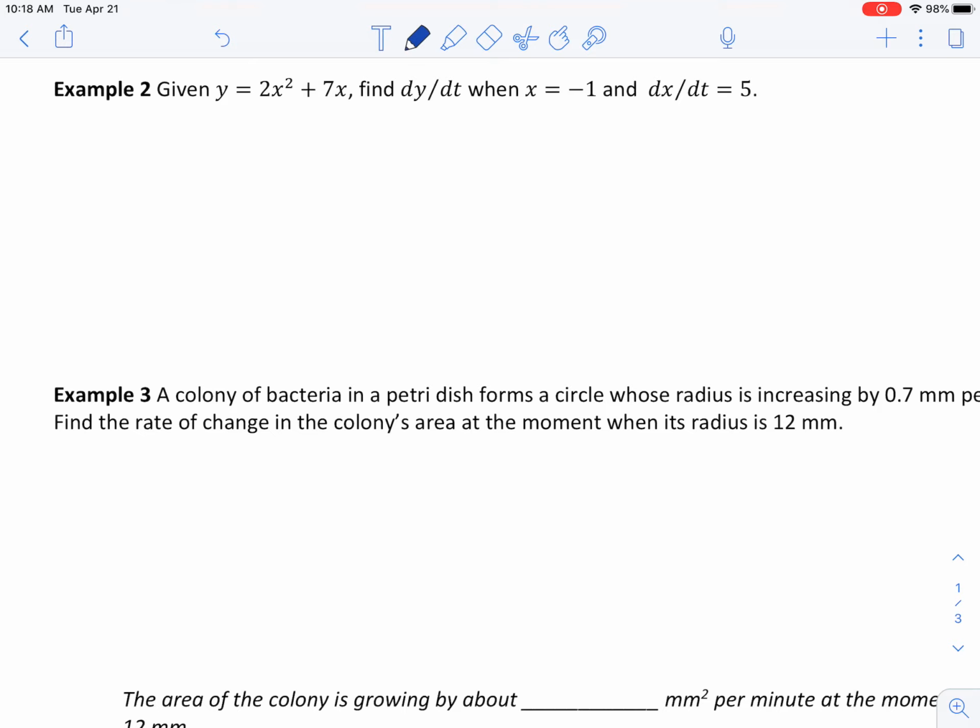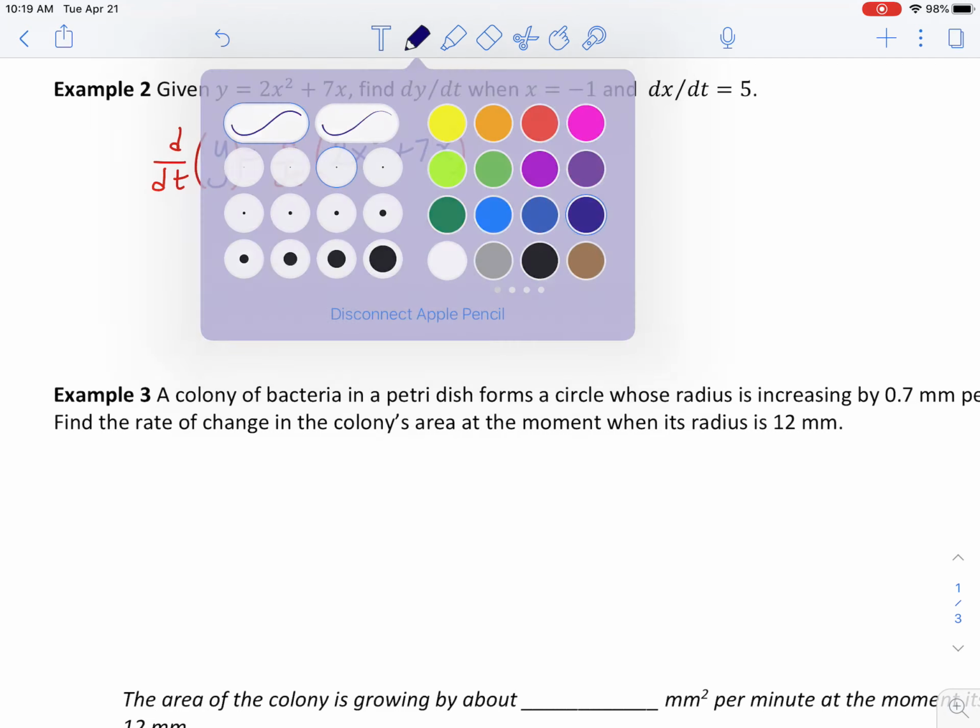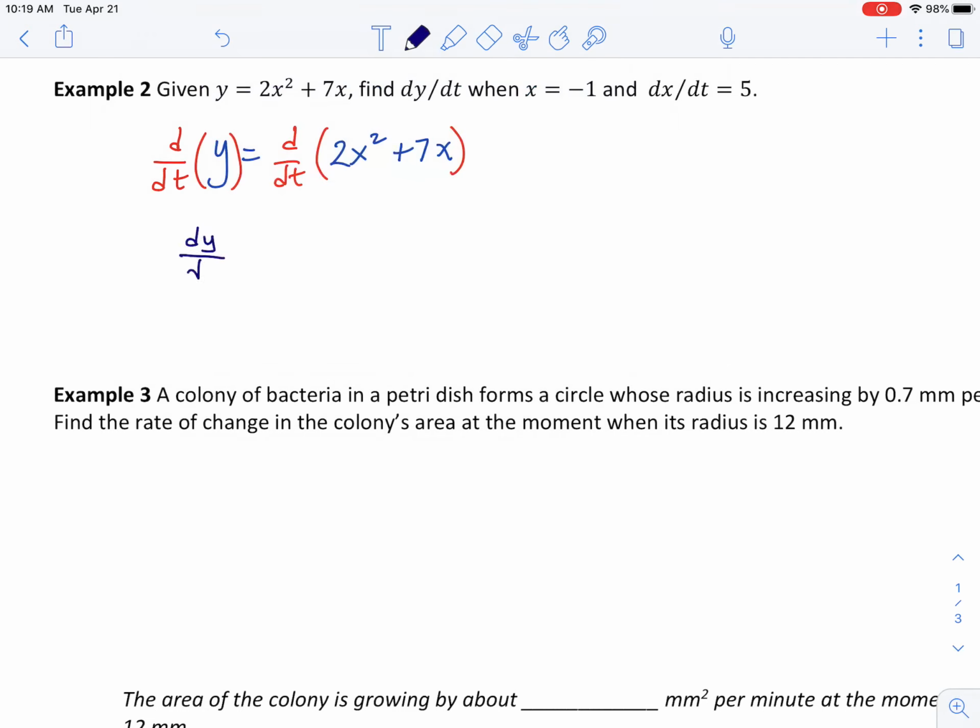Let's practice one more, just an equation, okay? Given y equals, now this one I got from your homework, number 1. Given y is 2x squared plus 7x, they want you to find dy/dt. And they're giving you x is -1 and dx/dt is 5. So what do you do first? Write down your y equals 2x squared plus 7x. But we are going to take the derivative of both sides with respect to t, because I want to create dy/dt. So what's the left side? The left side is dy/dt.